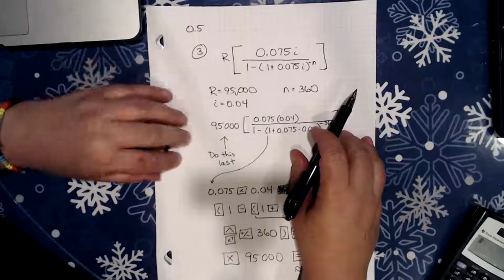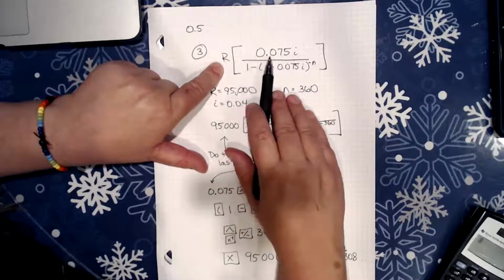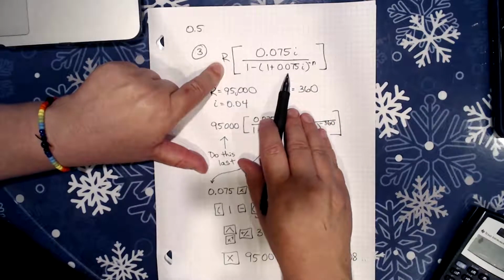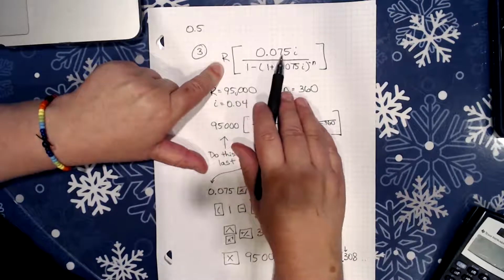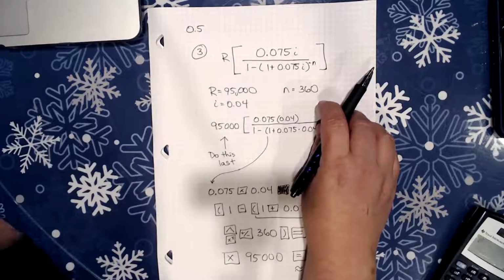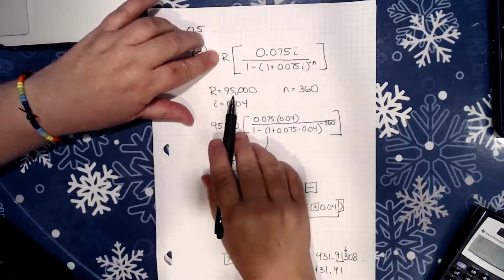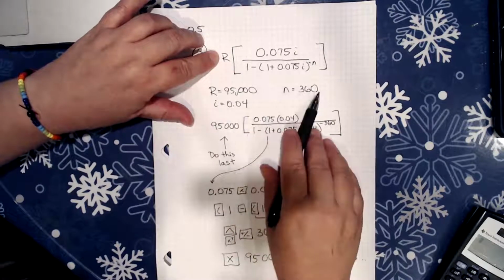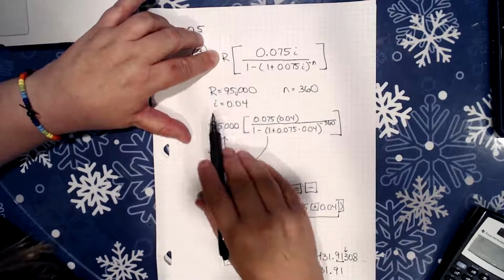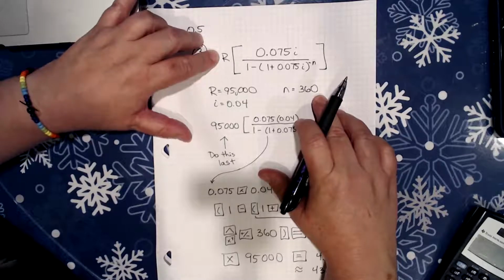Let's go to the top. Your problem probably looks a little different. This 0.075 that appears top and bottom is different for each of the problems. So you might have 0.077 or something else. Just follow along, but you might have different values there. Also the R is 95,000, the N is 360, and the i is 0.04. I believe the R and the i might be different in other problems as well. I think everyone has 360 for N, but I'm not sure.